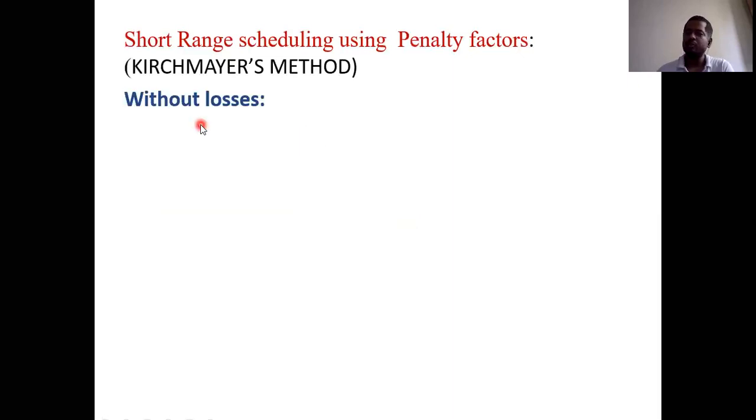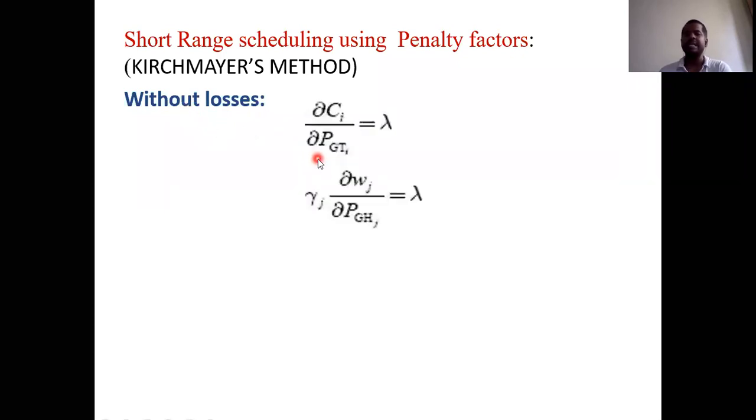So how do we represent it without losses? Let's try to remember your first unit. What is the final condition when we are neglecting the losses? This is our final condition. What is the difference between your first unit and this unit? It is only gamma. When you are considering without losses, we write dF/dP equals lambda, where F is the incremental fuel cost.